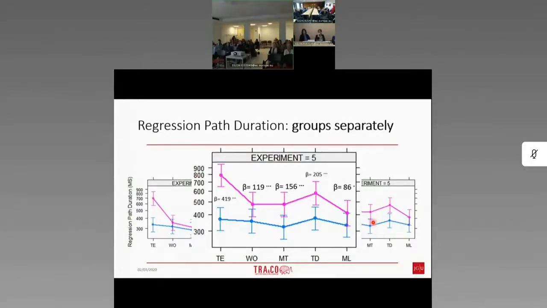But if we look at the errors that are really interesting, which is word order, mistranslation, and misalignment, they are different, but only numerically. So statistically, the difference between this difference and this difference is not significant. So they treat it essentially the same in the regression path duration, all the interesting errors, so the typical SMT errors, word order, mistranslation, and misalignment. No difference.